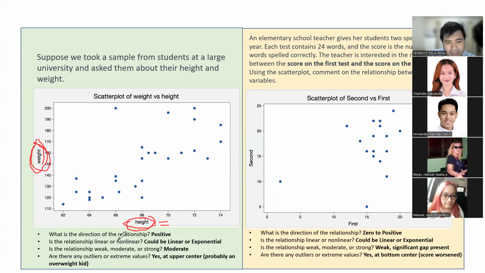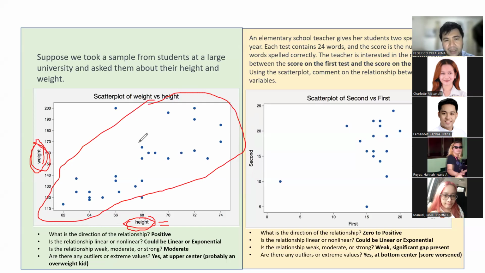But otherwise, let's see the relationships. Again, we're seeing more or less a positive relationship, right? If the height is increasing, generally the weight is also increasing.